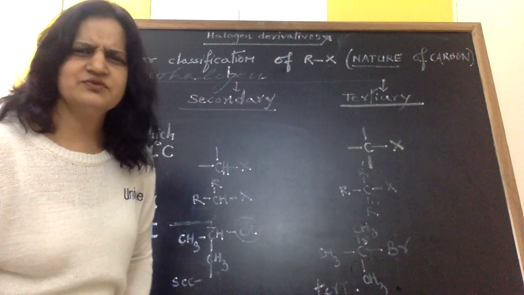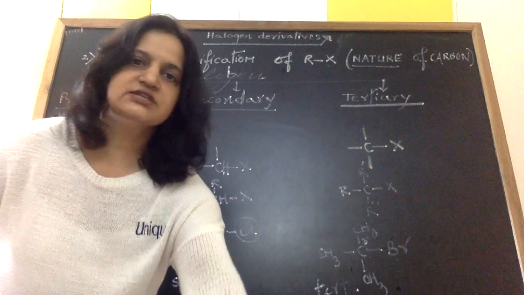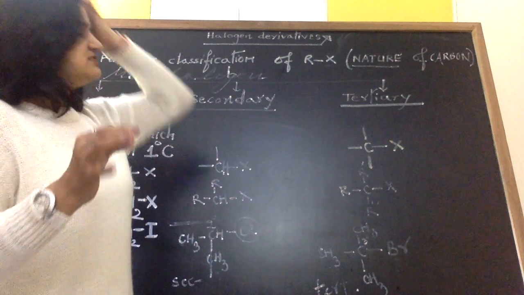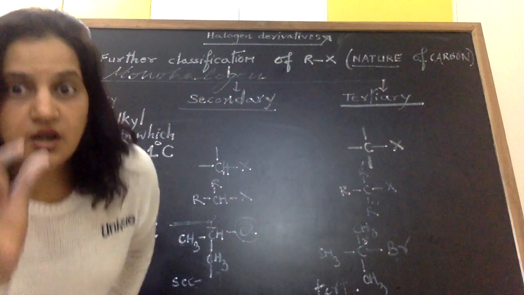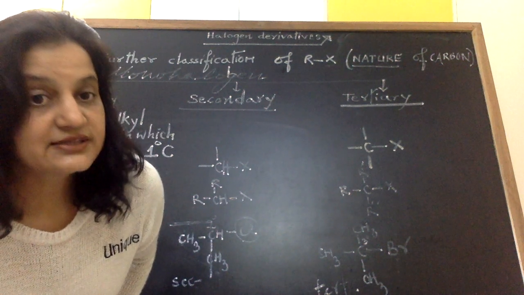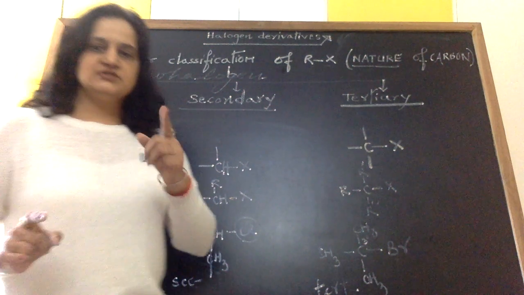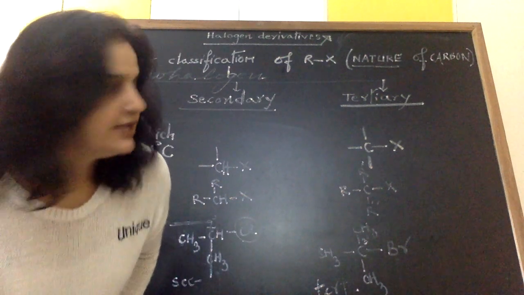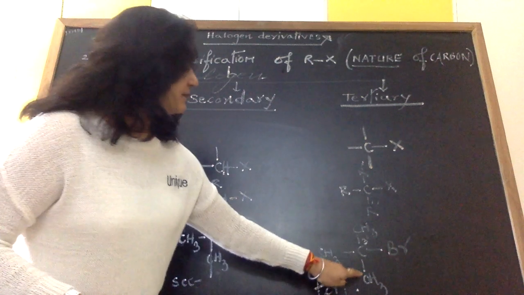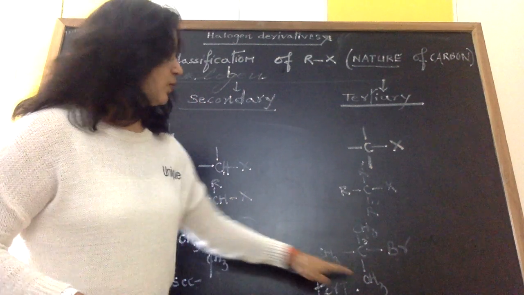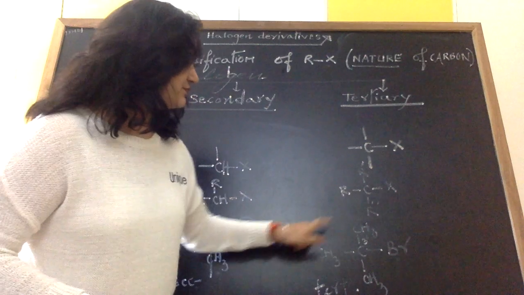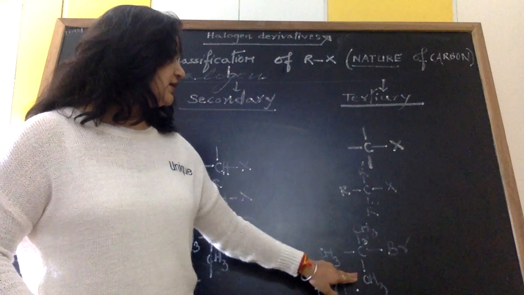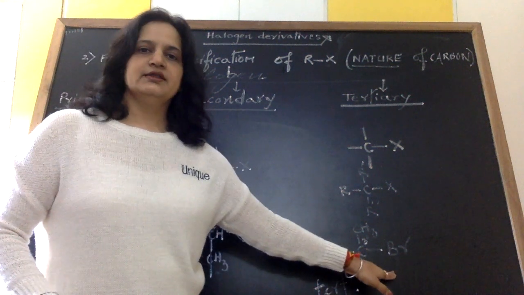In common system, I don't have to see the long chain or the short chain. I have to just count total carbon. So always remember: common system, total carbon; IUPAC system, long chain. Now common system, total carbon: 1, 2, 3, 4. For 4, we write but. So the name becomes tertiary butyl bromide.